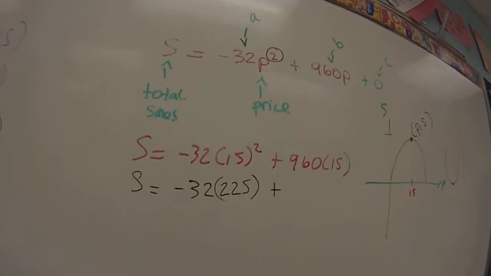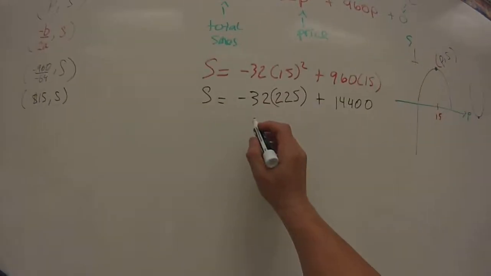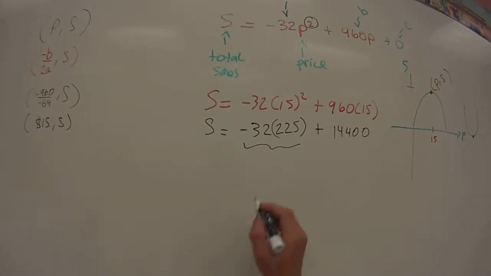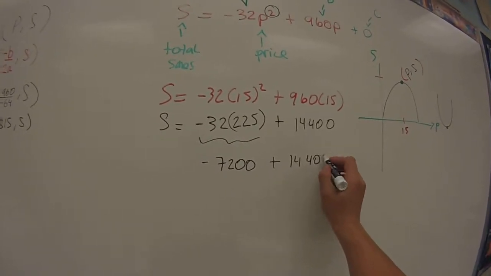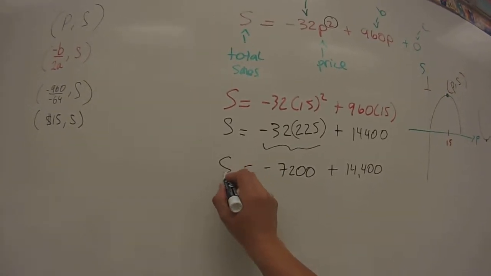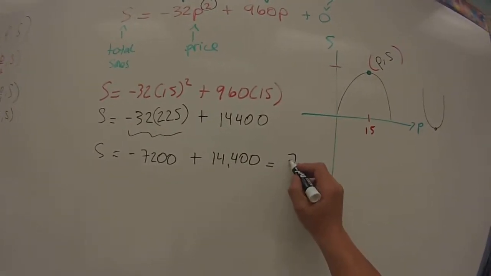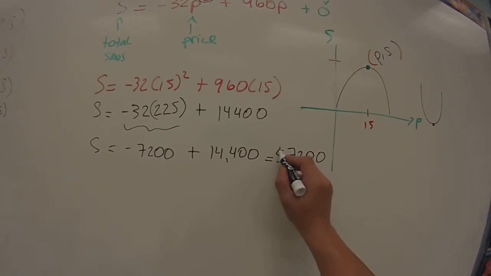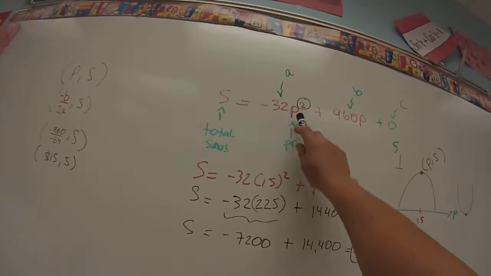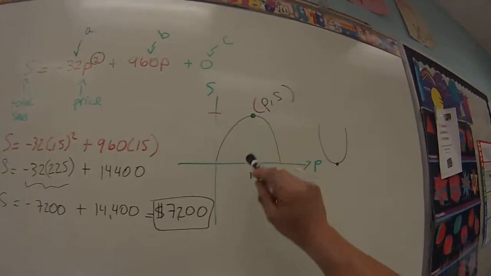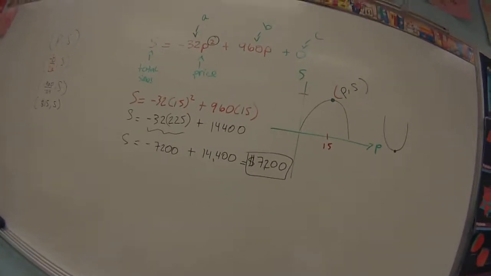That's 14,400. Okay. Negative 32 times 225, that will be negative 7,200 plus 14,400. If you work this out, it will give you $7,200. This means that when the price of the toy is $15, you're going to get the highest amount of sales for that toy, and that's going to be $7,200.